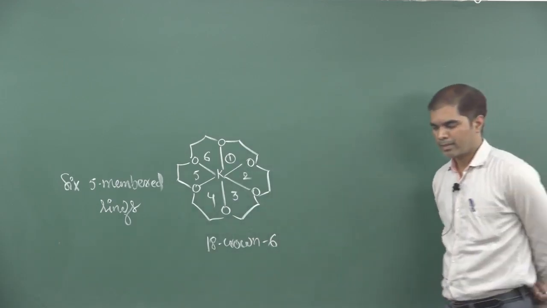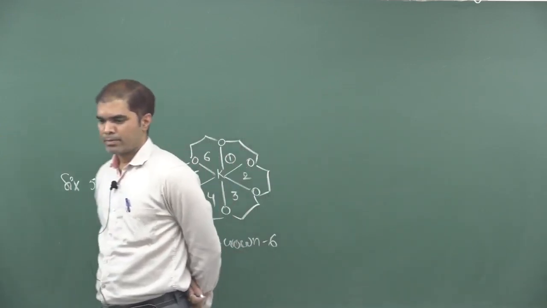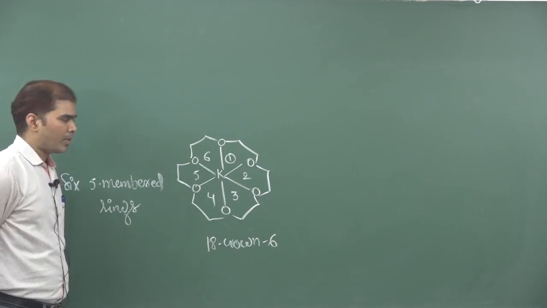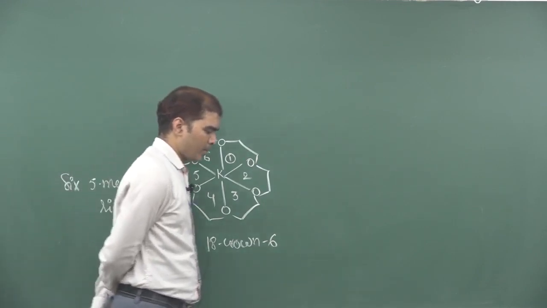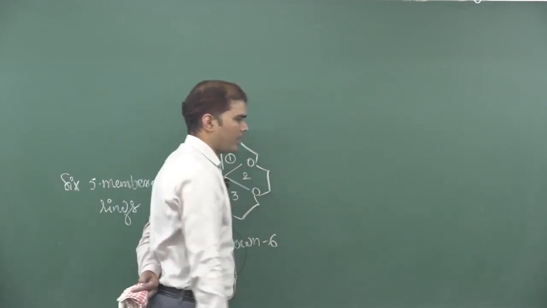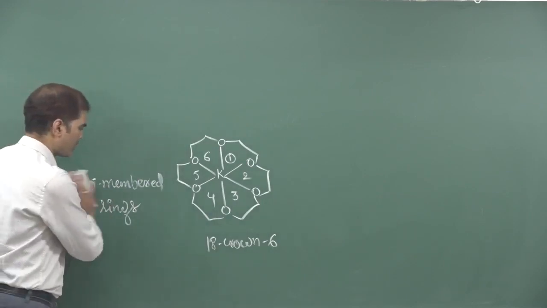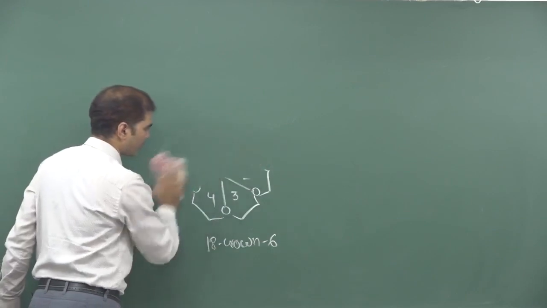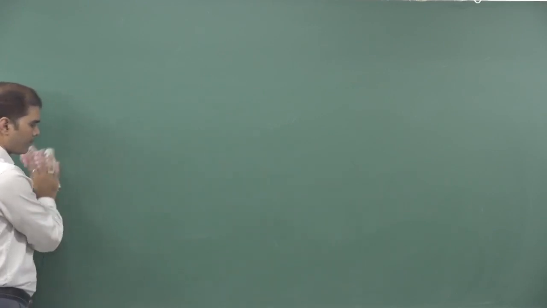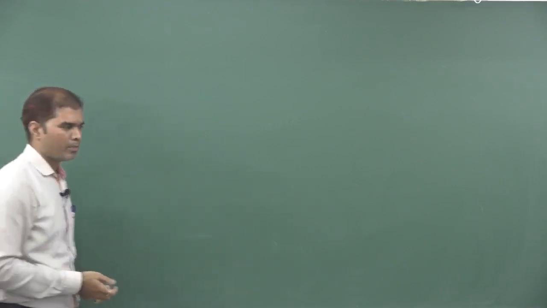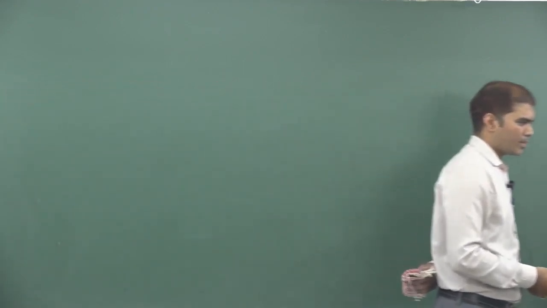Next question. What is the total number of rings in hemoglobin? How many? 3? 8 total number of rings. Okay, just draw. We are getting a number 4 also.